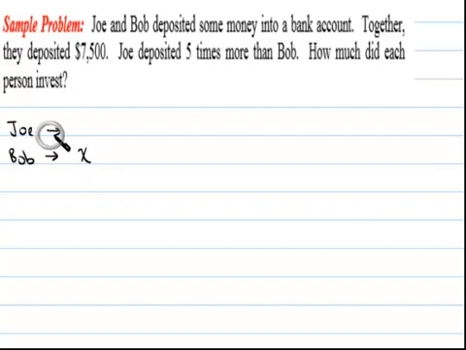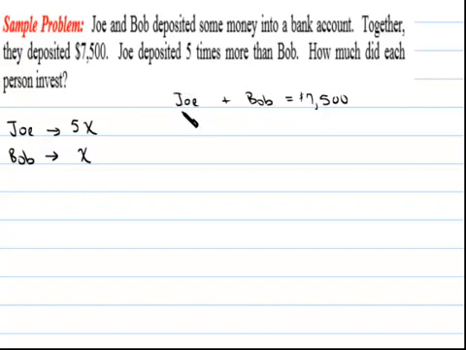Then the amount that Joe deposited, it says here, Joe deposited 5 times more than Bob. Well, if Bob did X, then Joe must have done whatever Bob did times 5. So 5X, or 5 times X. Now what we know is this. We know that Joe plus Bob in this case has to equal 7,500. Not necessarily Joe. I should be more careful here. It should be the amount that Joe deposited plus the amount that Bob deposited should be 7,500. Not actually Joe, but the amount that he put and the amount that Bob put.